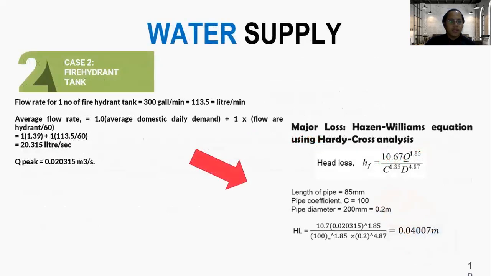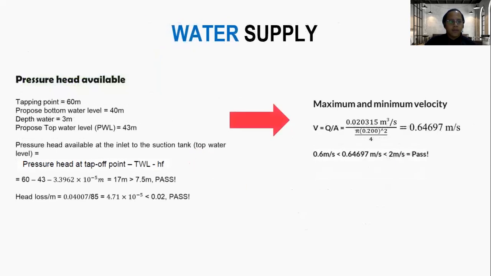Now, next, for the case of the fire hydrant, it is the same. Just change the average flow rate to the volume of the fire hydrant tank. And for the maximum and minimum velocity, we also get 0.646 meter per second. And this succeeds the checking, which is more than 0.6 and lower than 2 meter per second.